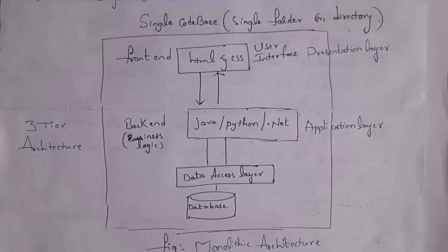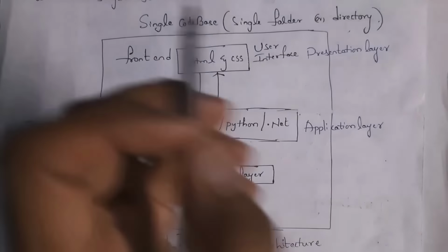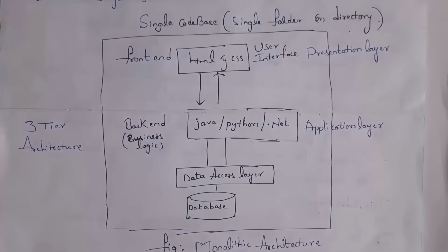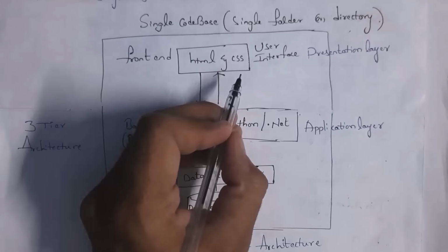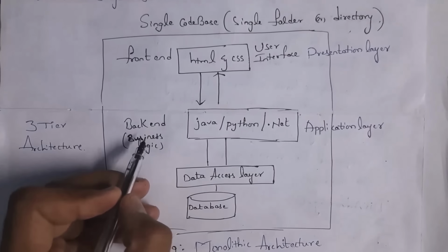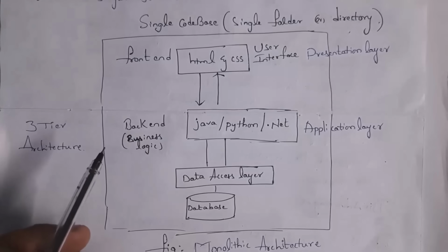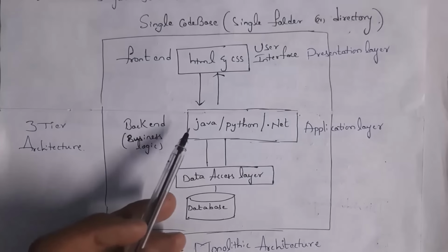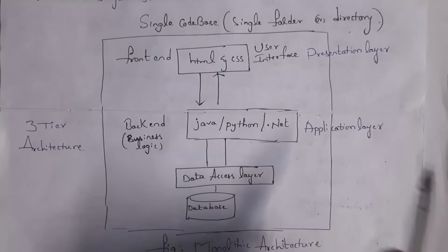Total there are three components. They are front end, back end, and as well as database. Front end is nothing but the user interface. We can create the front end by using HTML and CSS. We call this front end the presentation layer. And the next one is back end. Basically this back end contains business logic. In the back end, we'll write code by using various programming languages like Java, Python, .NET, and so on. So we call this back end the application layer.